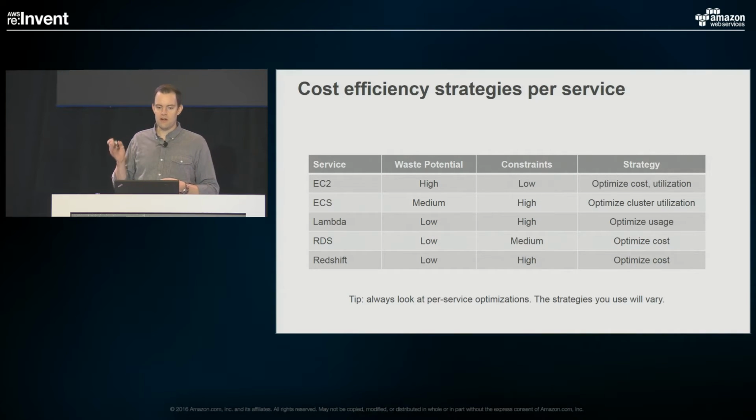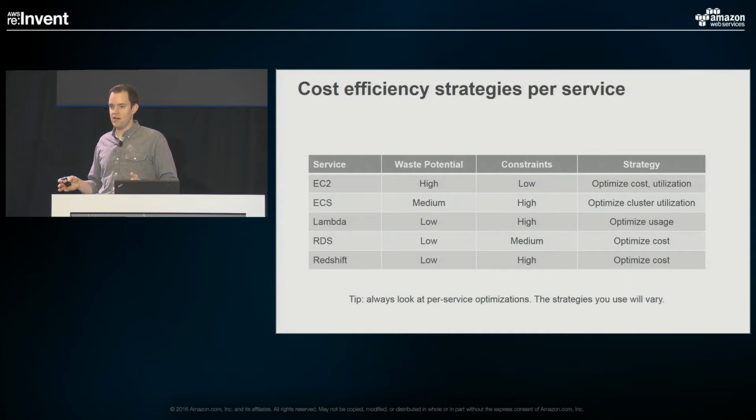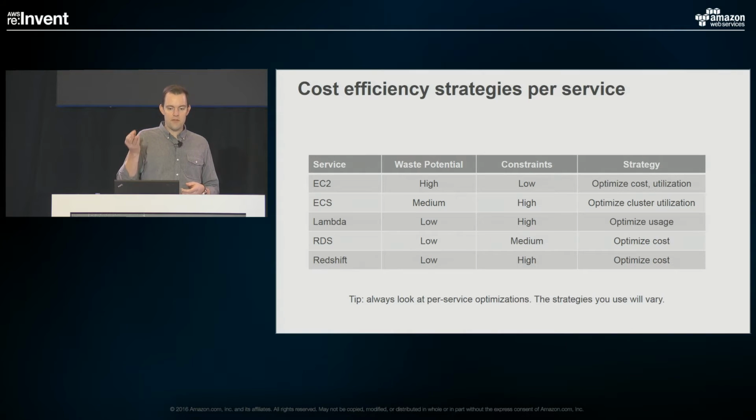Obviously with EC2, I already talked about that, high waste potential, low constraints. The strategy you're going to want to employ to optimize that block of compute would be optimizing its cost, optimizing its utilization, making sure you're getting the most out of it. ECS, Lambda, Redshift, and RDS, we'll look at those. Let's look at the bottom up though.